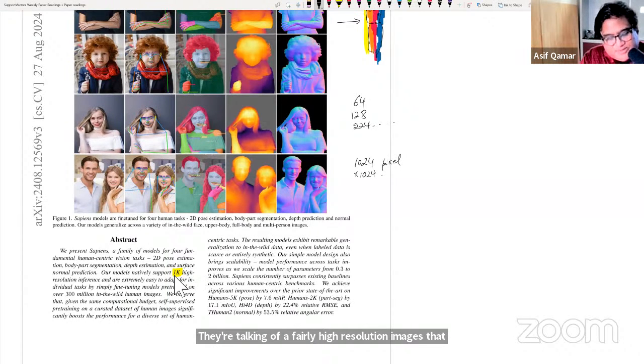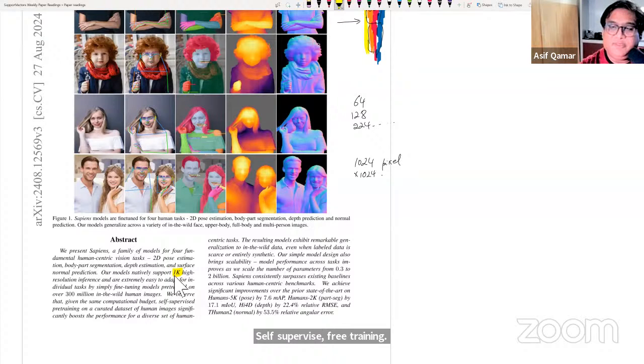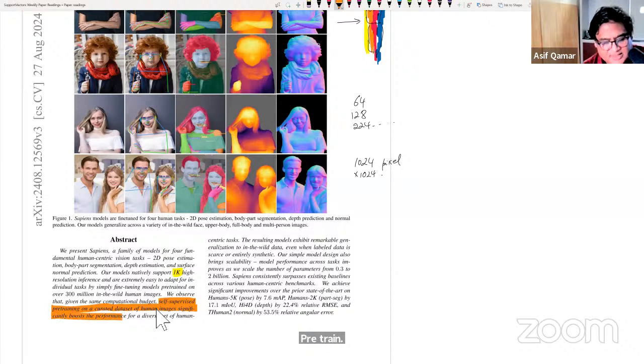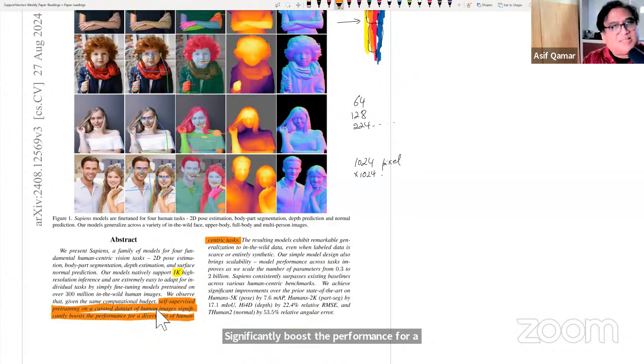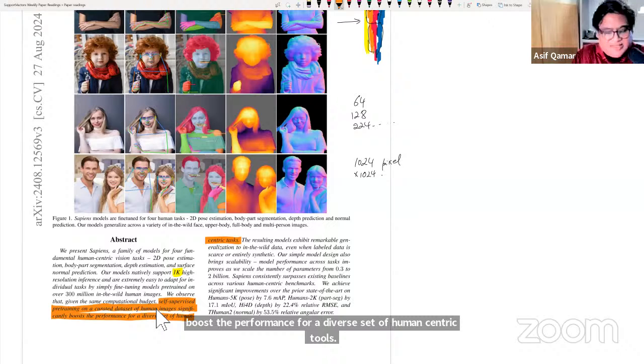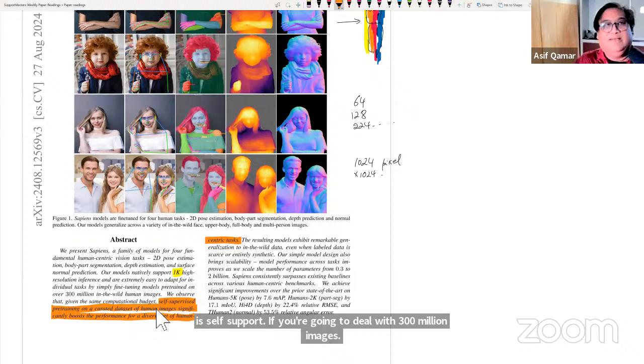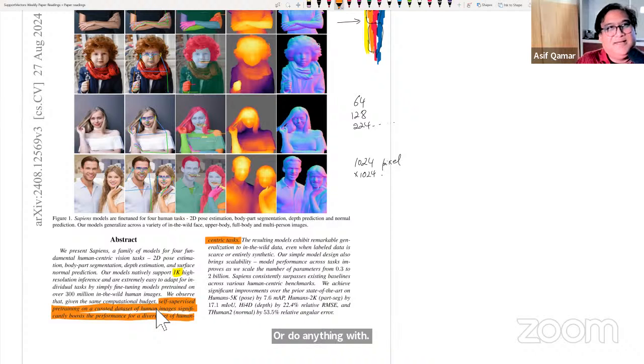Now, they go on to say, we observed that given the same computational budget, self-supervised pre-training, and I'll highlight a key word here, on a curated data set of images significantly boosts the performance for a diverse set of human-centric tasks. Okay? So this observation is a key contribution. What they're saying is that first is self-supervised. If you're going to deal with 300 million images, it is prohibitively expensive to sit and label them or annotate them. So you have to take a self-supervised approach.